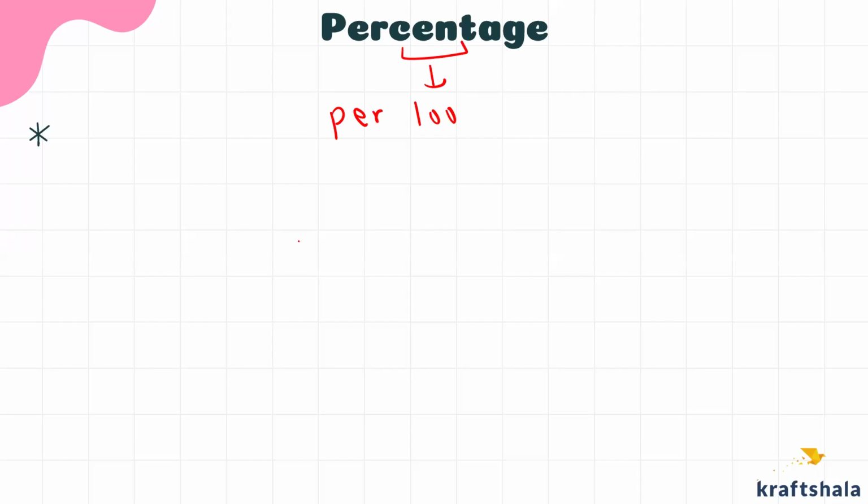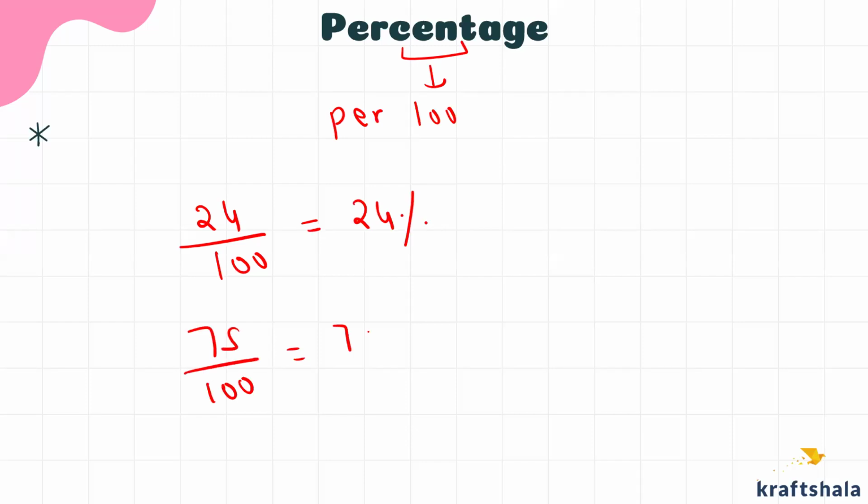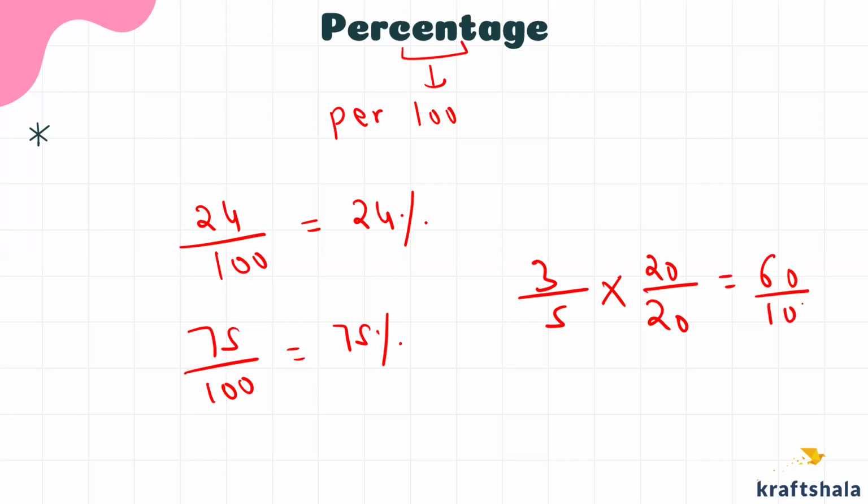So anything which is on the base of 100 becomes a percentage. What do I mean by this? For example, if I write 24 upon 100. Now 24 is on the base of 100. So this is 24%. Okay, 75 upon 100. This is 75%. Clear? 3 upon 5. This is not 3% because this is not on the base of 100. What I can do? Either I can make this 100, 5 को 100 बनाने के लिए I can multiply by 20. Right? So 60 by 100, which is 60%.